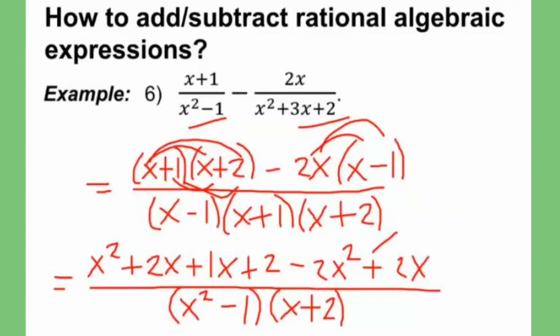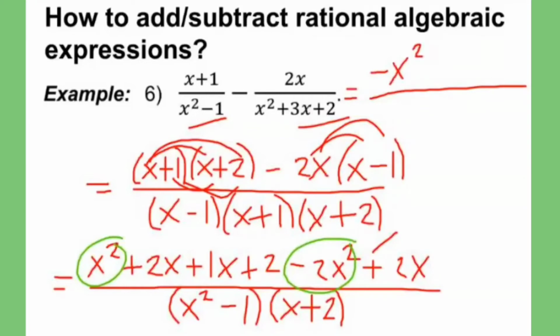And finally, we combine similar terms in the numerator. We will write our final answer here. We have x squared and negative 2x squared. That is equal to negative x squared. We also have positive 2x, positive 1x, and positive 2x. All in all, that is equal to positive 5x. And lastly, we have the constant positive 2. We just copy plus 2.